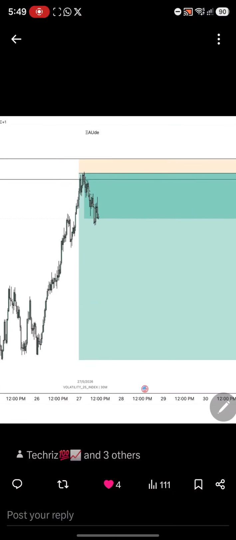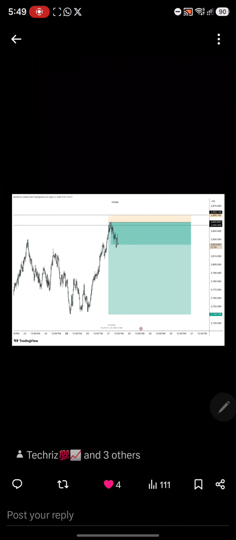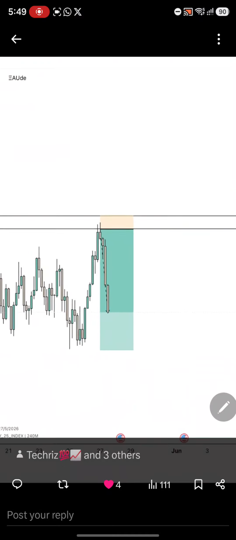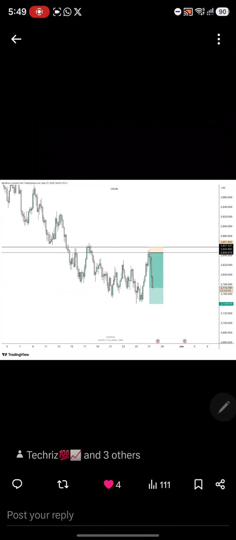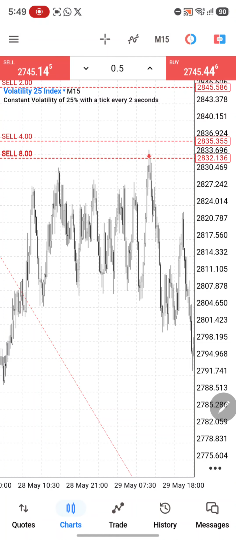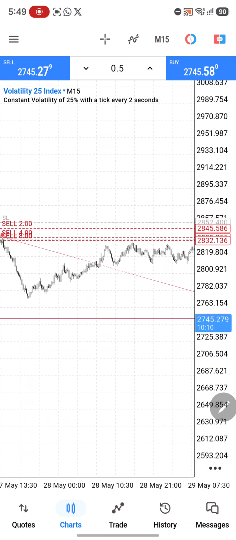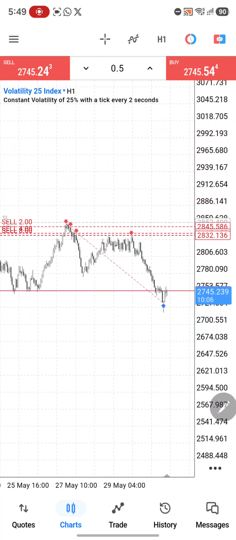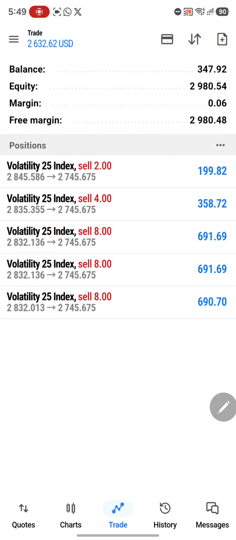This is the trade right here. This is V25. I took this trade 2 to 3 days ago, and I totally forgot. Today is Saturday. I just opened my MT5 to see the progress, and it's doing quite well. This is the trade right here. Let me push it up so you guys can see.